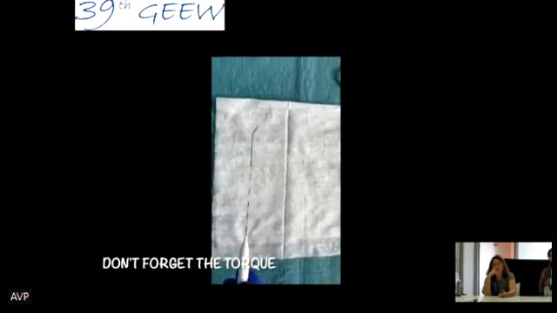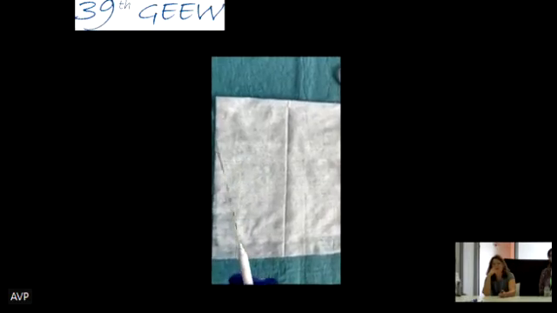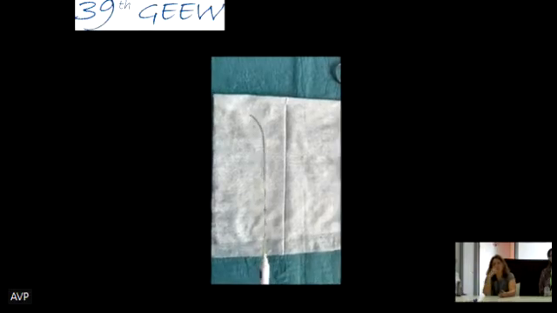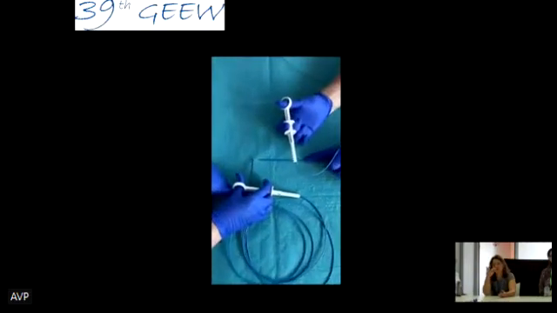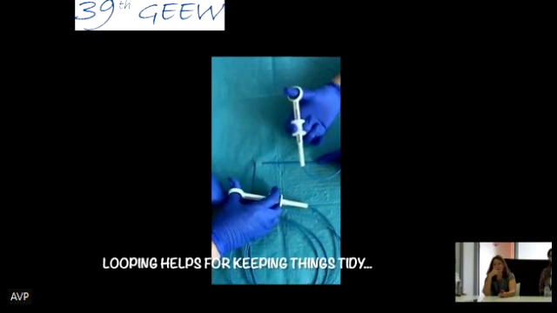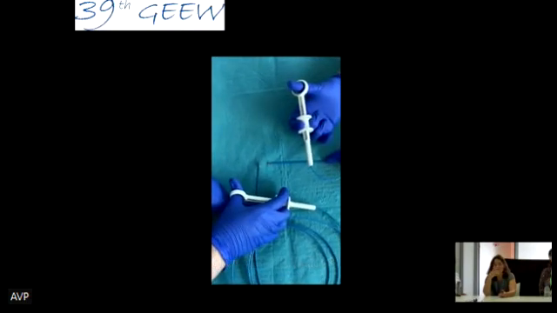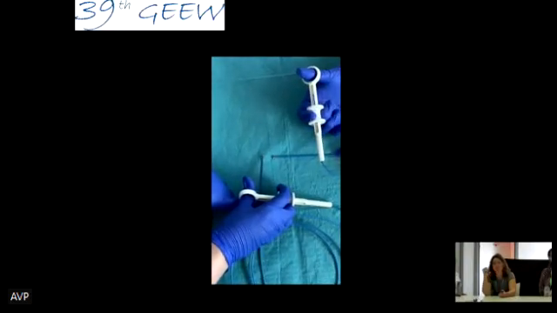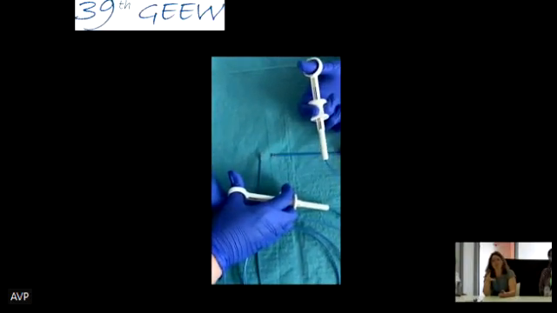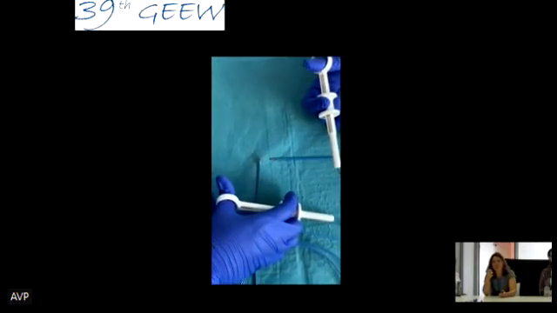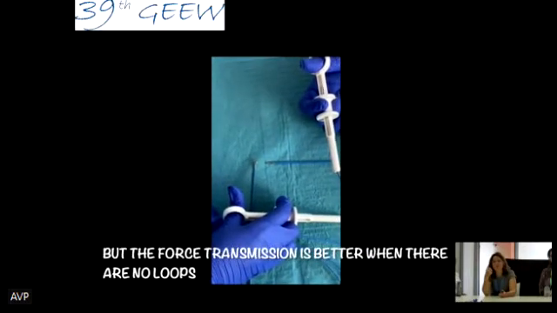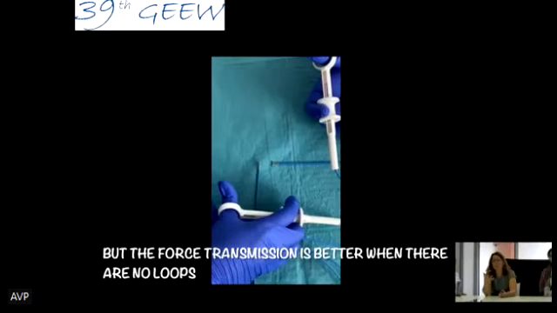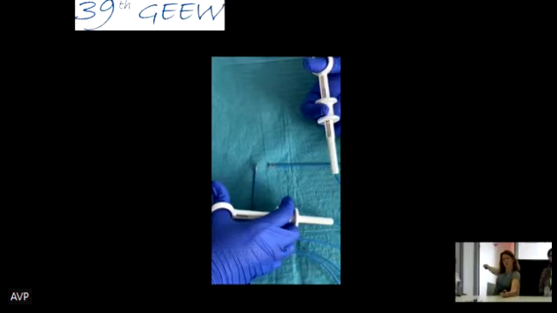This is the torque. Then you see, by using the torque, you can change the direction of the tip. Does of course make sense to use a straight guide wire for this. So this is a very nice example for all instruments about the looping. Looping is nice because we'll see afterwards, very important to have everything tidy. But if you see, when you have loops, the force transmission is not so good. The force transmission is better when there are no loops. So that's why we see you all going like this.